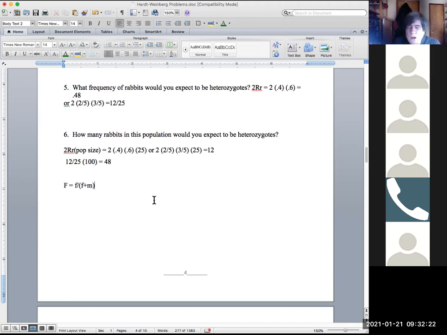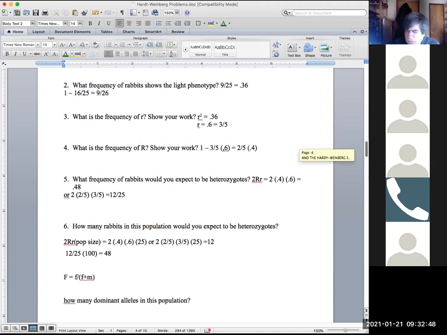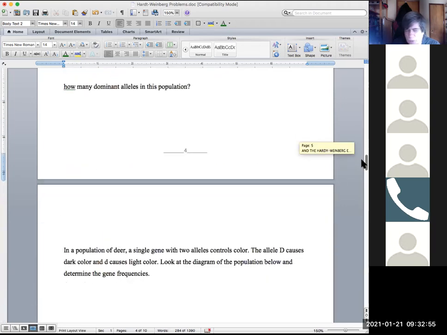Now notice we could also think about alleles. So suppose I asked you, how many dominant alleles are in this population? So to find the number of dominant alleles, let's go back to the frequency of our dominant allele. So the frequency of big R that we calculated up here was 2/5 or 0.4.